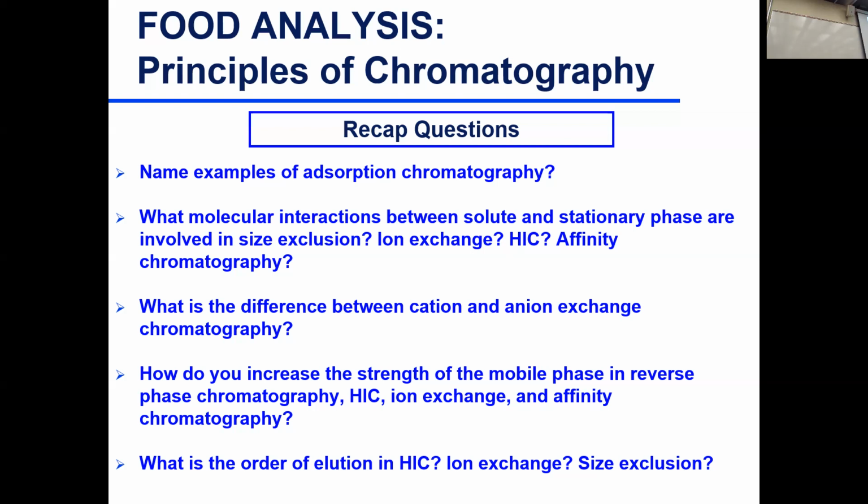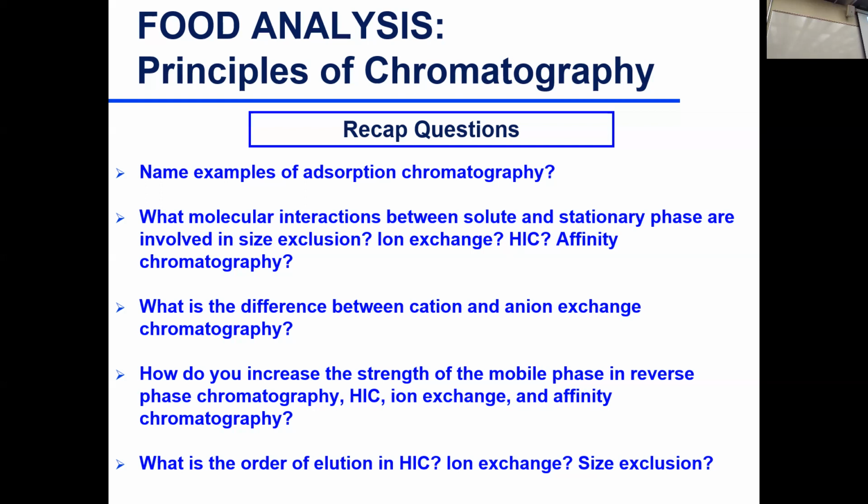Now, this is a very common question I would ask: how do you increase the strength of the mobile phase? It's different in different cases. So how do you increase the strength of the mobile phase in reverse phase chromatography? Add non-polar solvent. In reverse phase chromatography, your stationary phase is non-polar and the mobile phase is polar. To increase the strength so that the solutes come out, you make the mobile phase more non-polar.